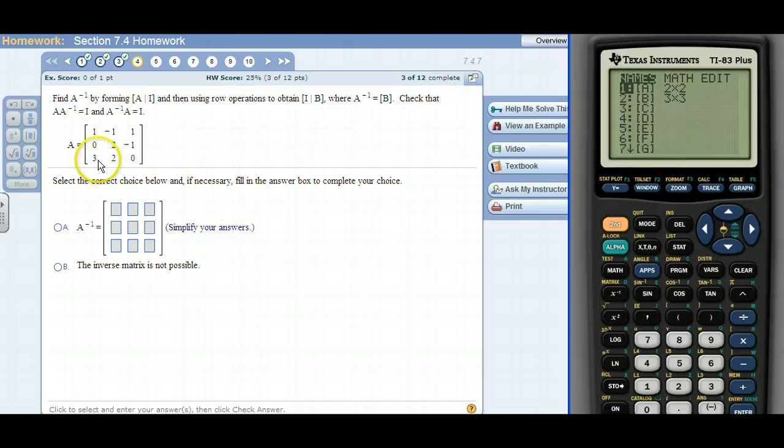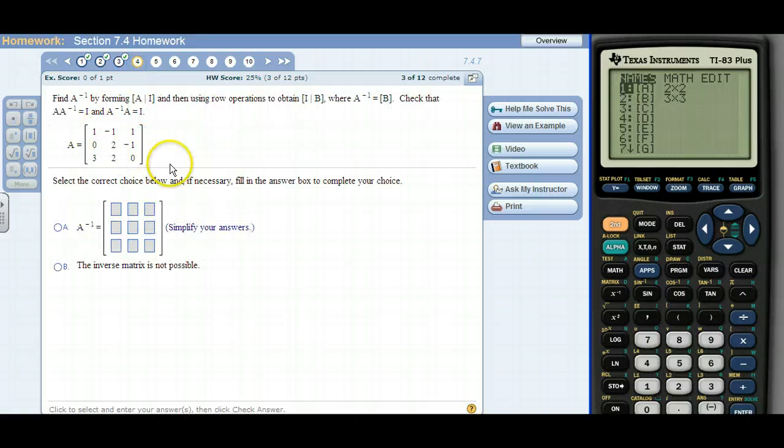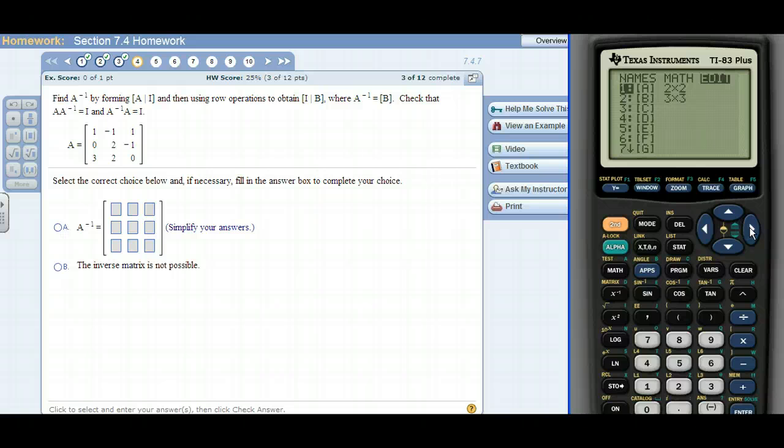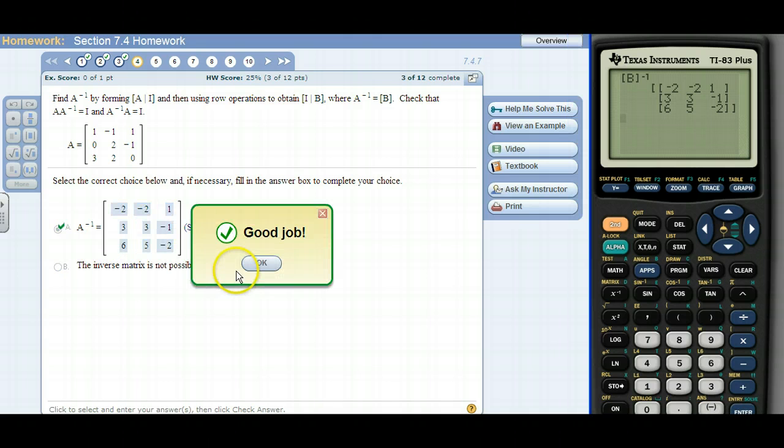Alright, same thing with a 3 by 3 matrix. On the last one we had a 2 by 2, but this one is a 3 by 3. Notice my calculator had a 3 by 3 in there, so you don't have to edit the first one, just edit the 3 by 3 one. So 1, negative 1, 1, 0, 2, negative 1, 3, 2, 0. Call the matrix you're using, we're using B this time, and then check to see if there is an inverse. It says A inverse, but you don't have to store it in A. You can store it wherever you want to. So there's our matrix. Check the answer. Good job.